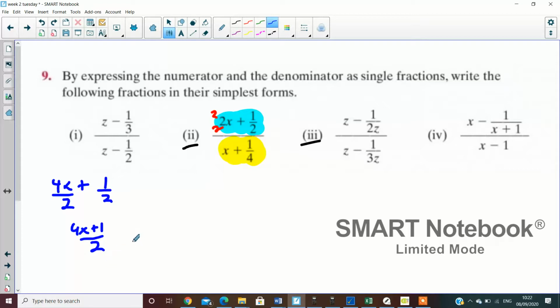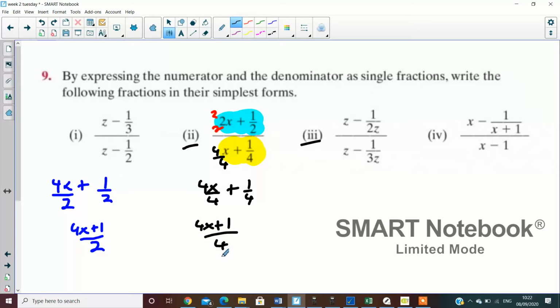Happy days. Go down to the bottom one, which is the yellow one. Do the same trick again. Multiply top and bottom by 4. So you end up with 4x over 4 plus 1 over 4. And then you get 4x plus 1 over 4.